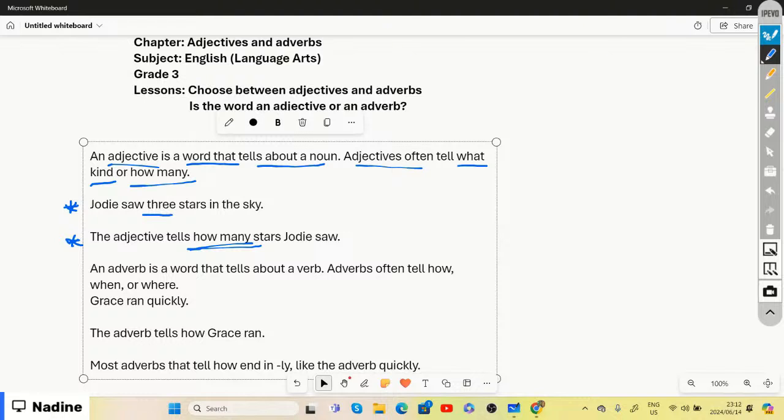Then we have an adverb, right? And an adverb is a word that tells us about the verb. So an adverb tells us about the verb. And adverbs often tell us how, when, or where. And if we look at an example of adverbs, it says Grace ran quickly. So Grace ran quickly.